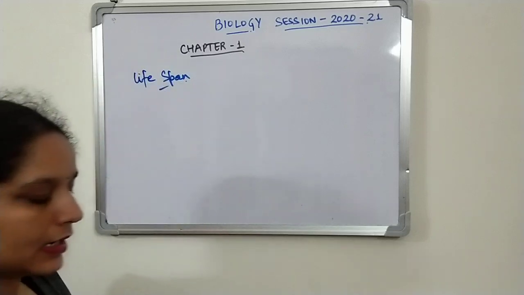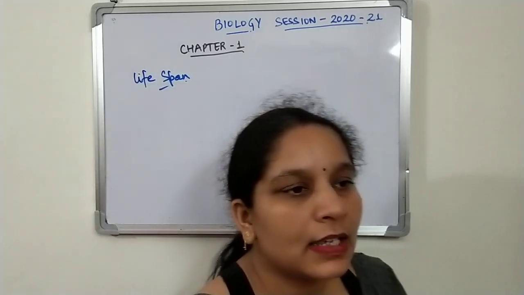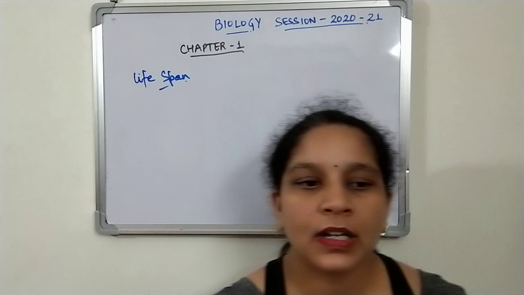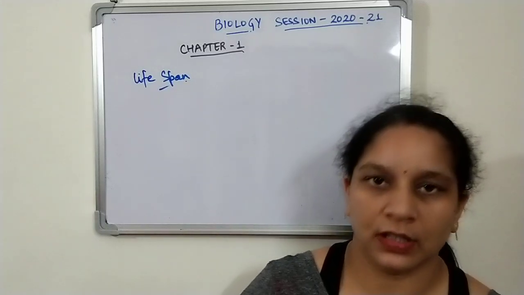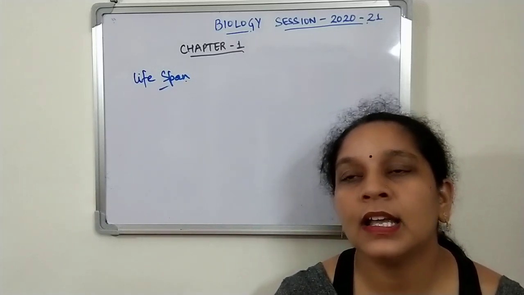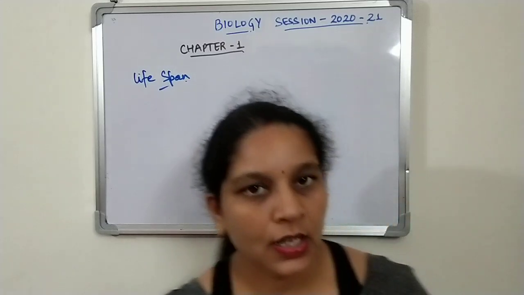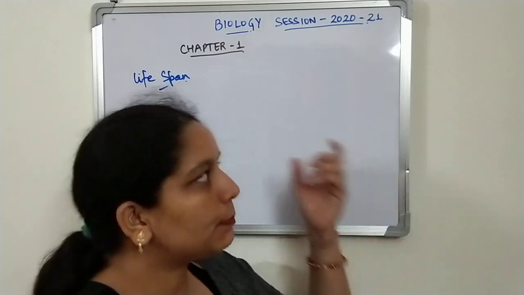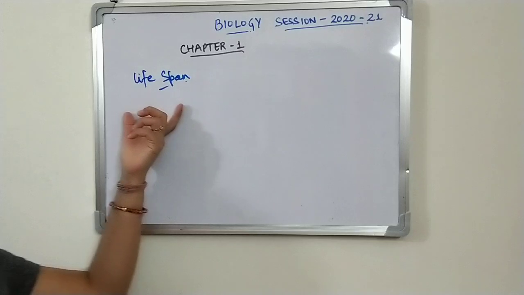लाइफ स्पैन क्या होता है? लाइफ स्पैन को हम कह सकते हैं कि हमारी जीने की उम्र कितनी है. जीने की उम्र का मतलब है कि हम कितने साल तक जिएंगे. उसके लिए बायो में एक पर्टिकुलर वर्ड दिया गया है जिसे हम लाइफ स्पैन कहते हैं.